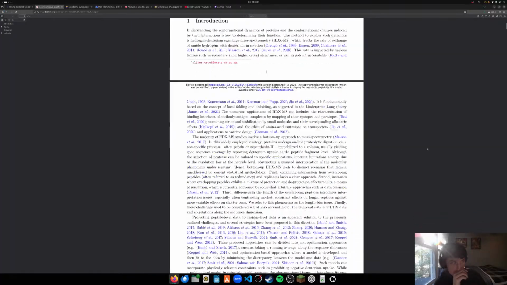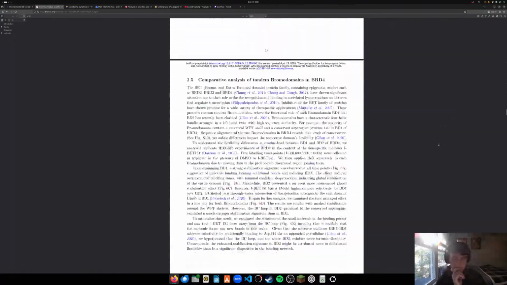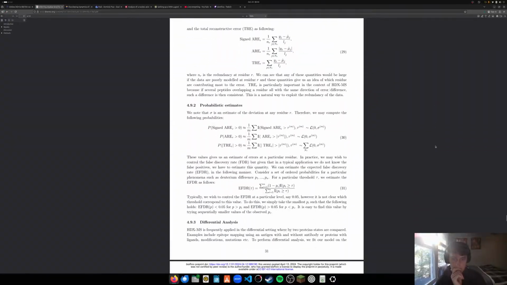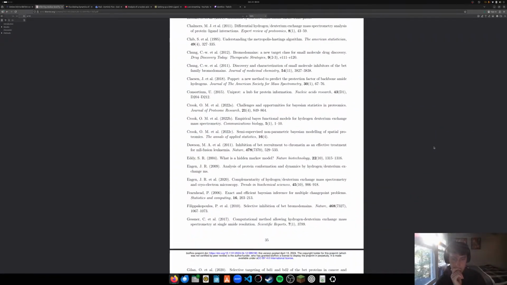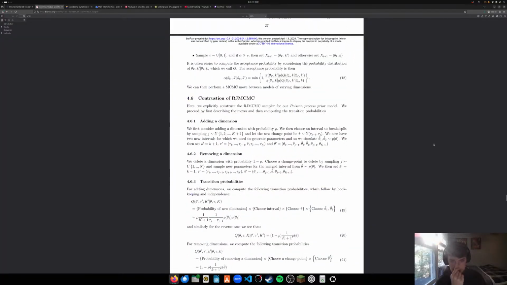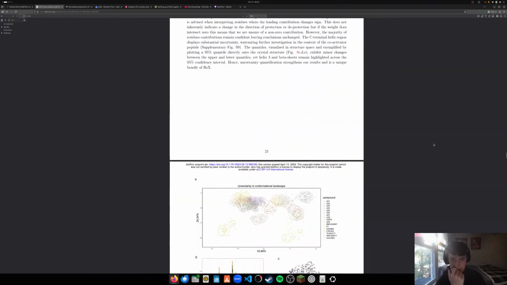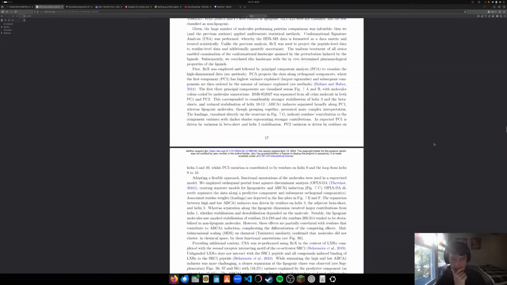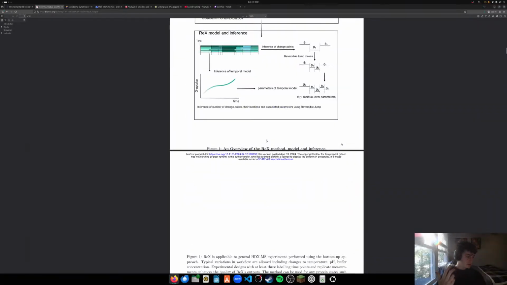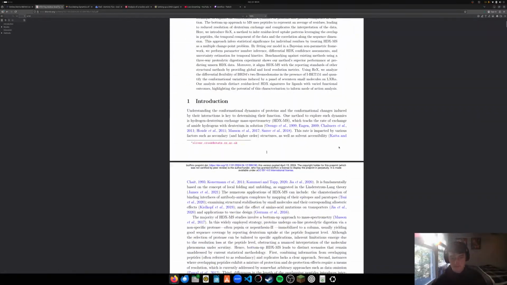Okay, how long is this paper? 34 pages. There's some pictures in there, so it's not hopeless. We kind of just want to distill down the long and short of it. One method to explore HDX.